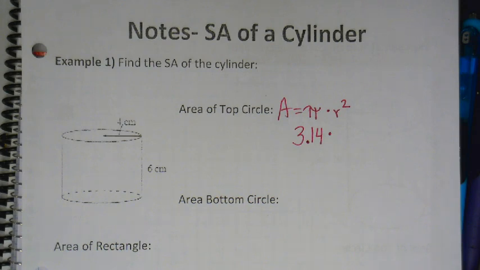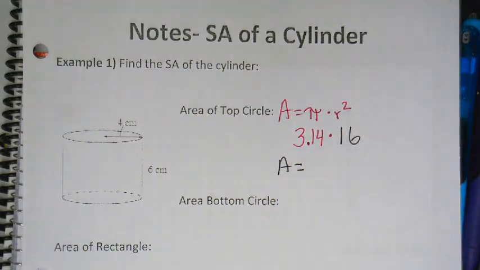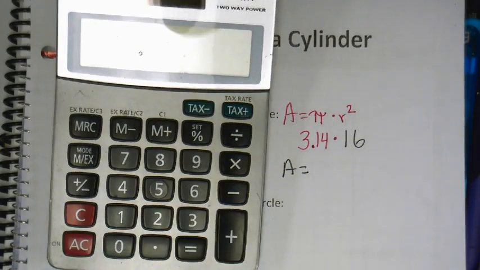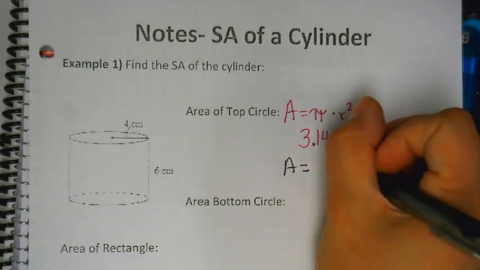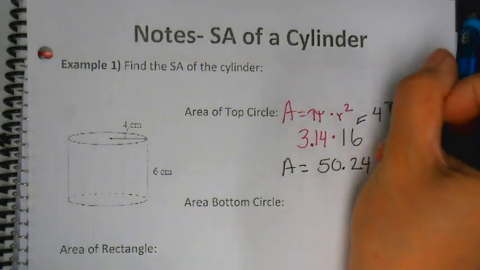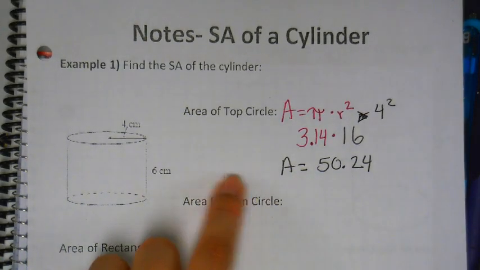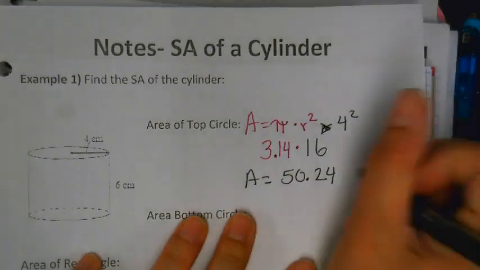Let's do it with a calculator. All right, what's 3.14 times 16 with the calculator? 3.14 times 16 is 50.24. This came from 4 squared. All right. So the area of this top circle is 50.24 centimeters squared.